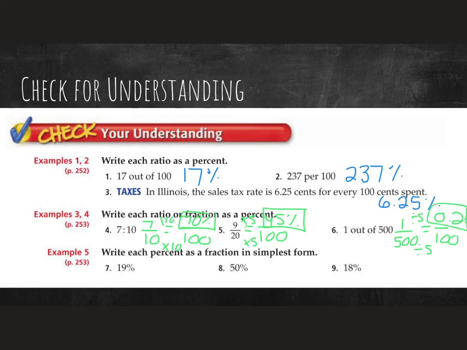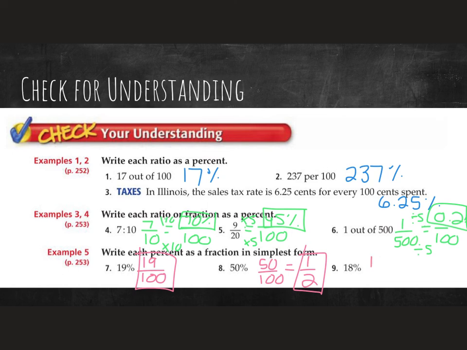Jumping to the third and last group of questions, write each percent as a fraction in simplest form. Percents are out of 100, so I'm going to put my percents over 100 and simplify. 19 over 100: 19 is prime, and 100 can't be divided by 19. So 19% as a fraction is 19 over 100. Number 8, 50%. 50 over 100. I know that can be simplified by 50, so my simplified fraction is 1/2.